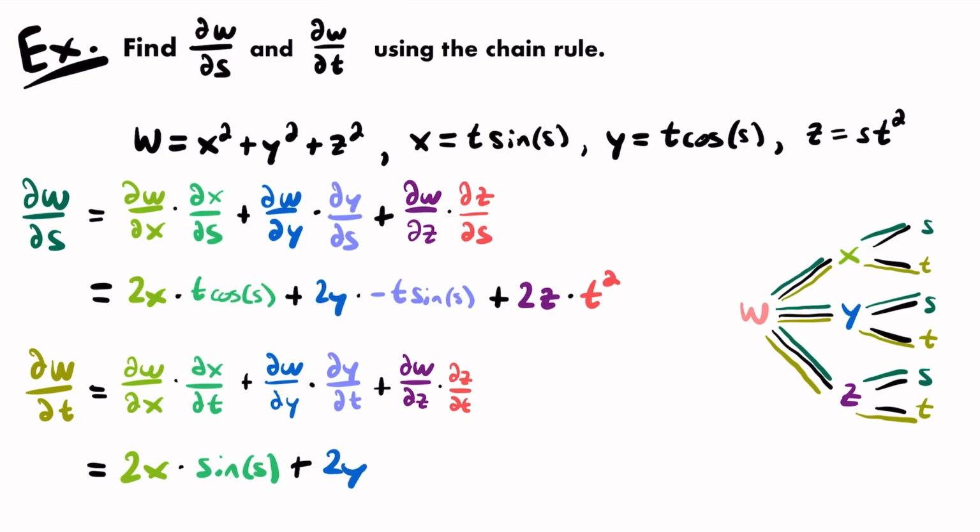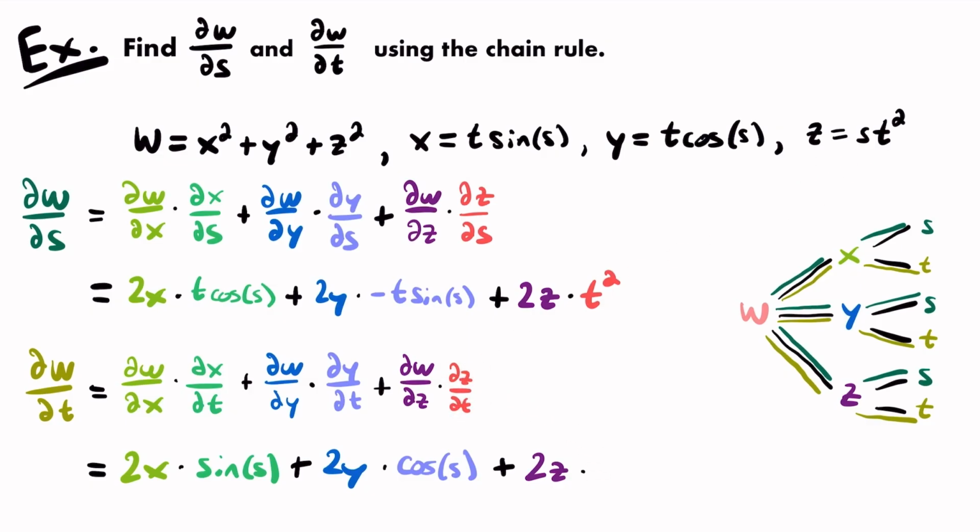We have 2y multiplied by the partial derivative of y with respect to t. So looking at y here, once again we have t to the first power, so its derivative would be its coefficient, or the number multiplied by it, which in this case is cosine s. That would be a constant with respect to t, because we'd be treating s as a constant. So we have cosine s, and then we will add that to the partial derivative of w with respect to z, which we already found. It's 2z, so we have 2z multiplied by the partial derivative of z with respect to t.